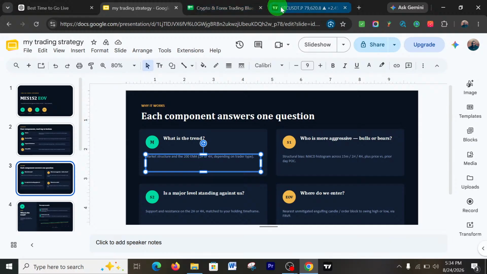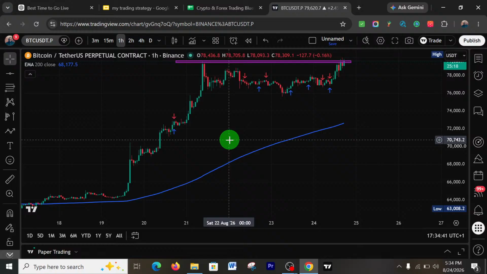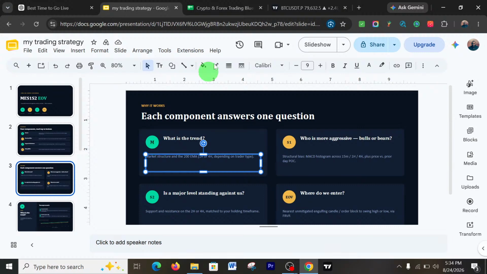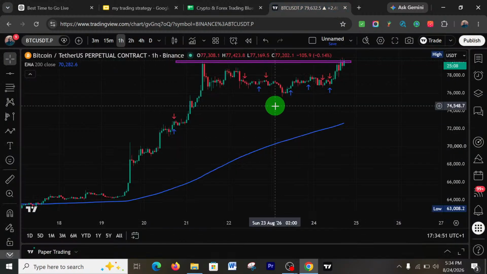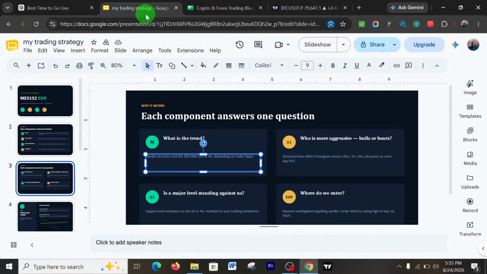Let's say we open this chart. We ask ourselves, what trend is this? The first thing that tells us that is M. What is the trend? We could either map this out using market structure, or we use the 200 EMA. Question answered. The next is, who is more aggressive in this trend?